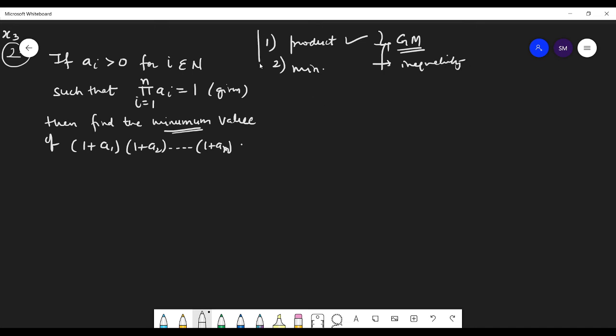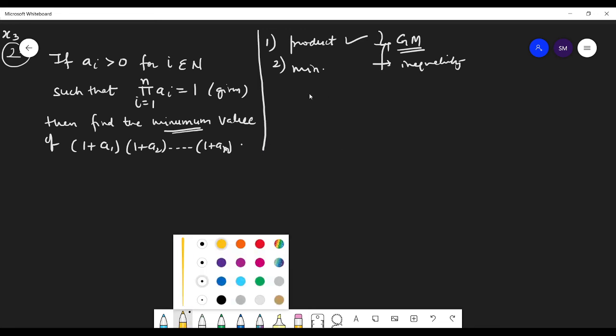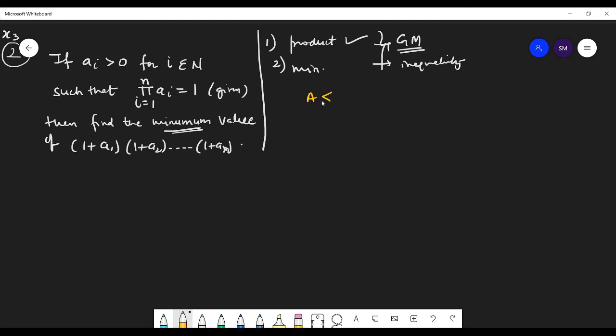Now the point is what you will be using here, because you know the inequality: arithmetic mean is greater than or equal to geometric mean, which is greater than or equal to harmonic mean. So the arithmetic mean is the greatest, and the harmonic mean is the smallest of the same numbers.